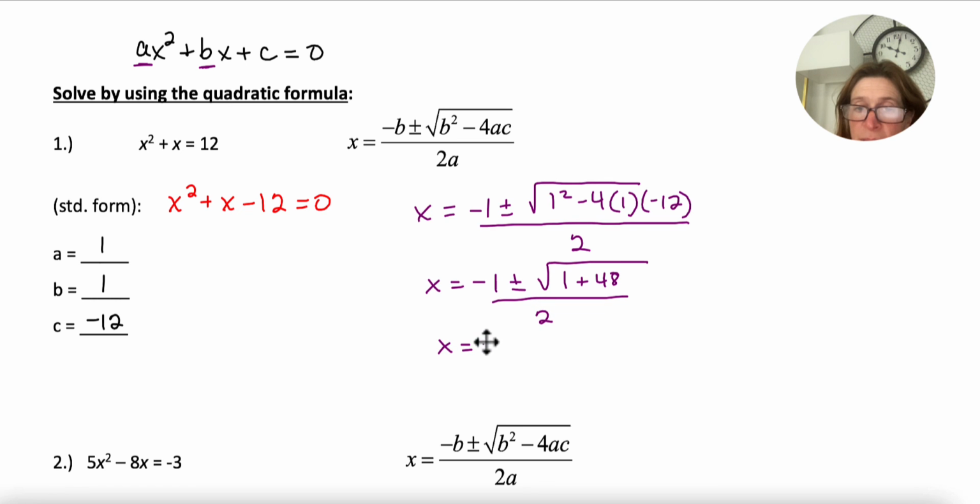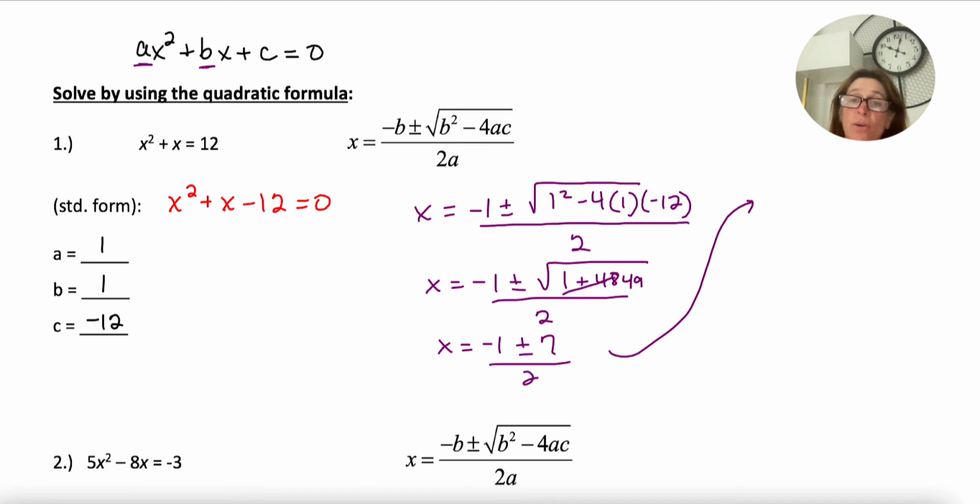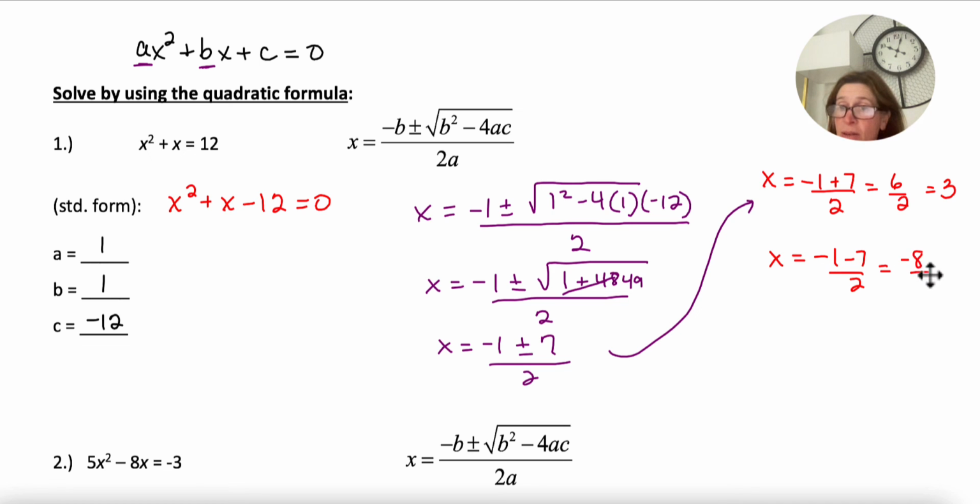And so x equals -1 plus or minus, I'll write this over 2. This was 49. Square root of 49 is 7. All right, now we see real numbers, nice whole ones, or integers, so we wanna simplify. So x equals -1 plus 7 over 2, which is 6 over 2, which is 3. And x equals -1 minus 7 over 2, which is -8 over 2, which is -4. All right, so I have x-intercepts of (3, 0) and (-4, 0).